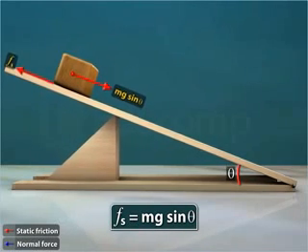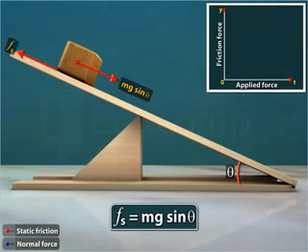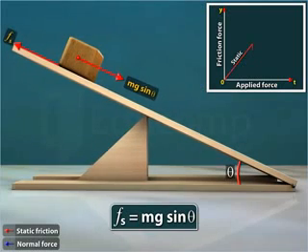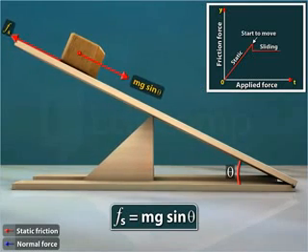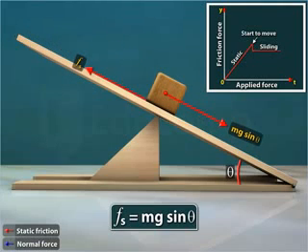On increasing the angle of inclination theta, the right-hand side of this equation increases, and so does Fs. Since Fs increases with theta, we can say that the force of static friction is a self-adjusting force. However, there is a limiting value of Fs beyond which it cannot increase any further.